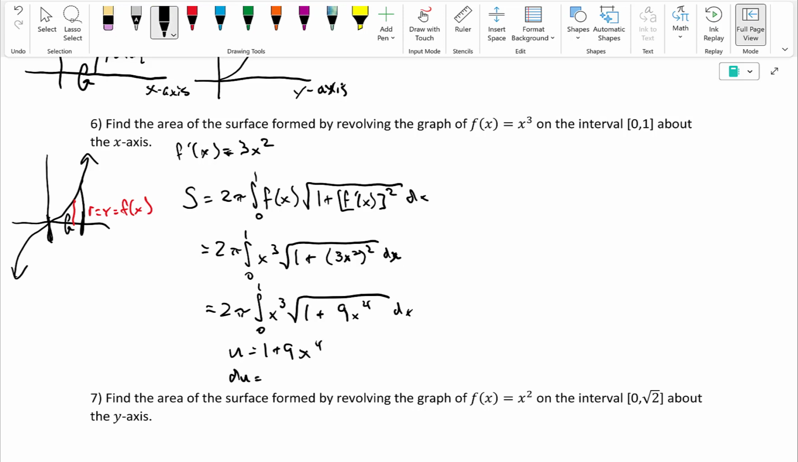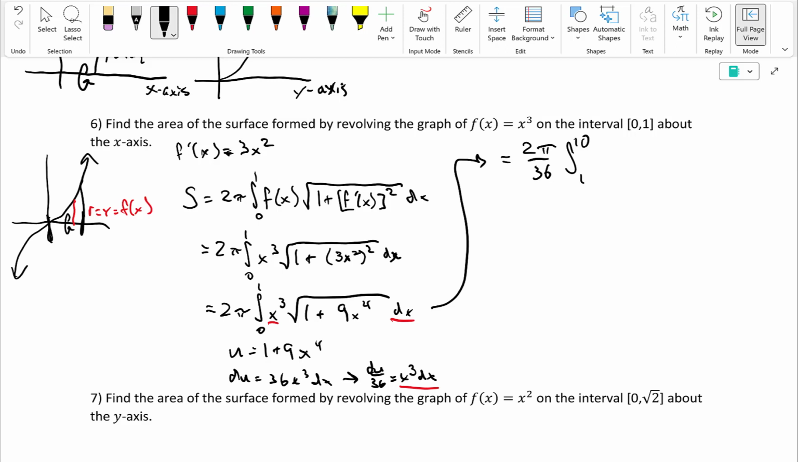Then our du would be 36x cubed dx, or du over 36 would be our x cubed dx we can sub out. So that whole piece comes back. Which means we can write our surface area as 2 pi over 36 times the integral. Now the limits change: if I plug in 0 for x, I get 1 for u. If I plug in 1 for x, I get 10 for u, just using the substitution. And then I'd be left with just u to the 1/2 du.